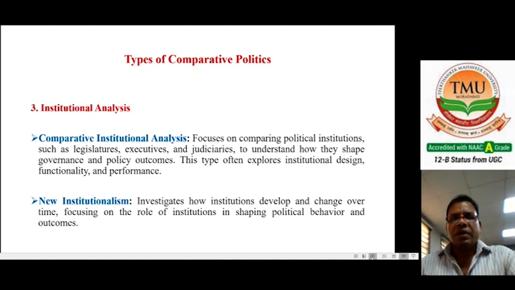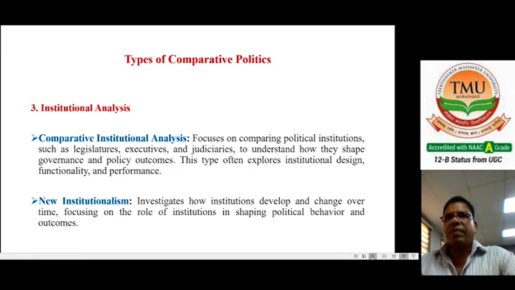Another category, institutional analysis, that is comparative institutional analysis, focuses on comparing political institutions such as legislatures, executives, and judiciaries to understand how they shape governance and policy outcomes. This type often explores institutional design, functionality, and performance.